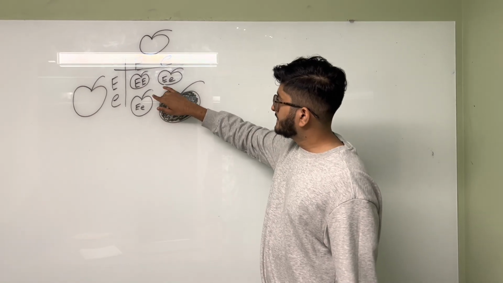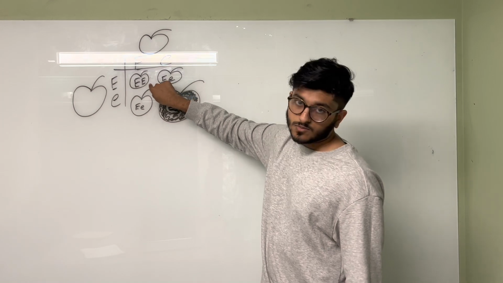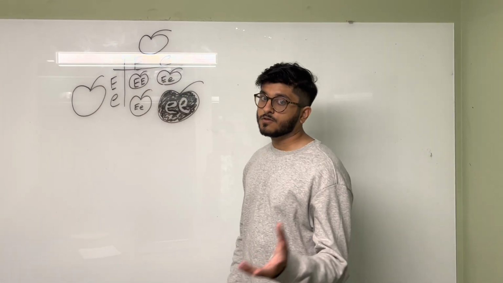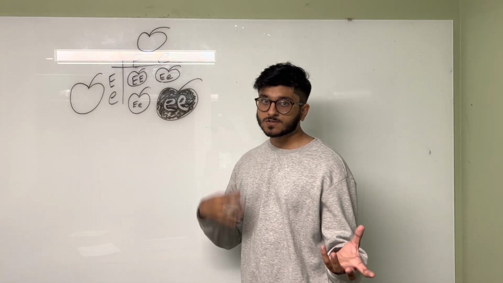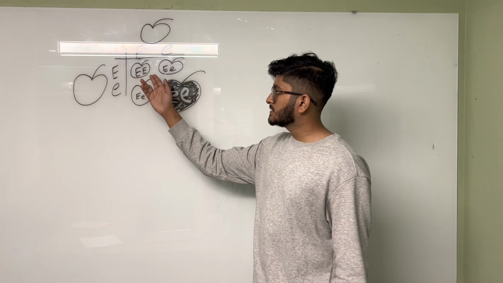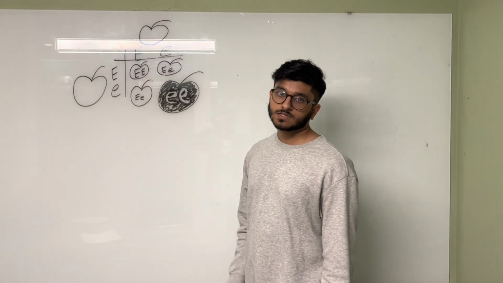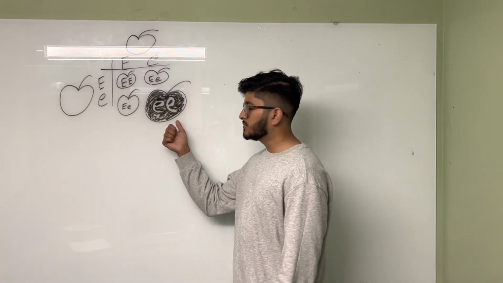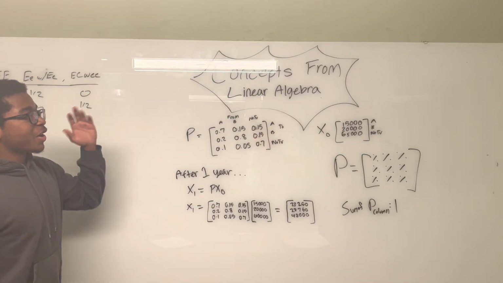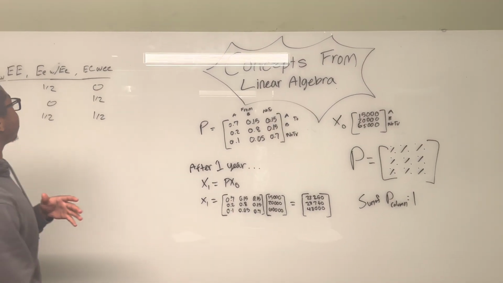Pretty much why these two look the same as a homozygous dominant apple is because the dominant trait will always overpower the recessive. So that's why it would look the same as the homozygous dominant apple compared to the homozygous recessive apple. So now we'll be talking about concepts from linear algebra and how they apply to genetics.